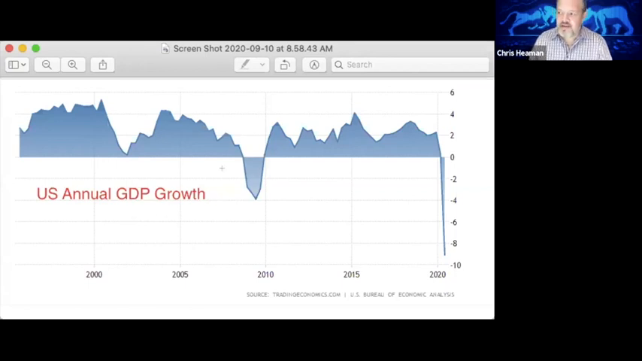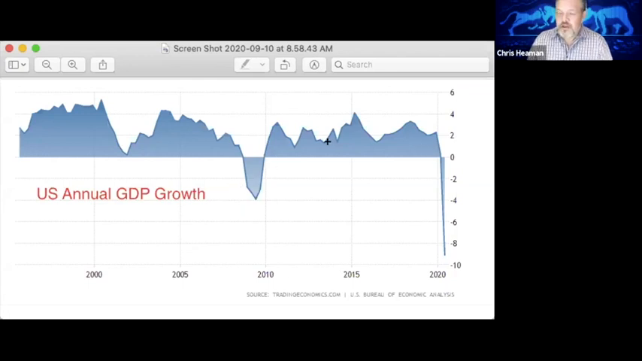And as you see, way back in the last time we had a big crisis called the Great Financial Crisis in '08, '09, we had negative GDP growth, and then we rebounded. So it doesn't take 2 weeks to do this. It took 18 months.